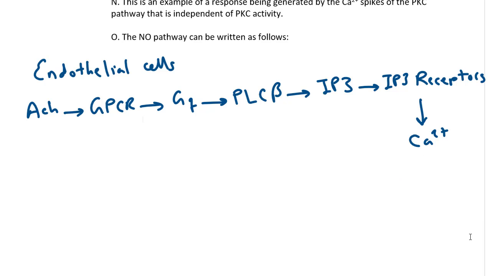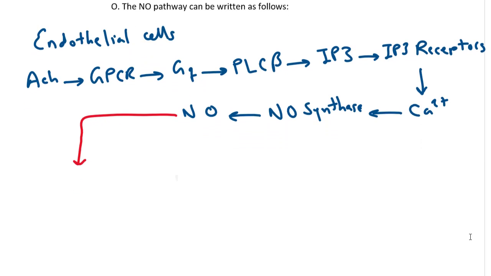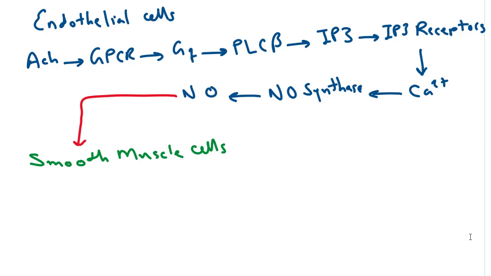Okay? Now, calcium release will lead to the activation of NO synthase. NO synthase will go ahead and produce NO from arginine. Now, at this point, you'll have diffusion, and we'll have diffusion in red. And where's it going to diffuse into? Into smooth muscle cells. Everything that's happening in the smooth muscle cell will write in green.